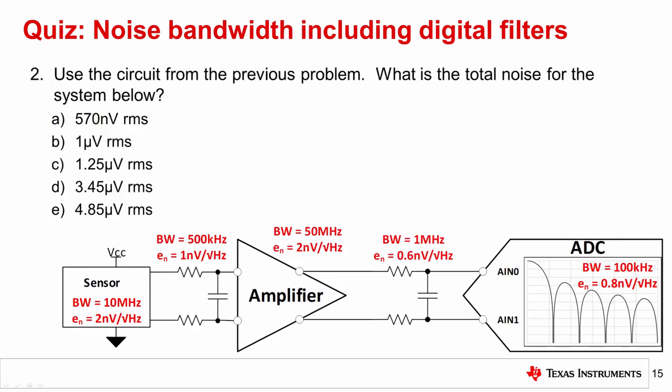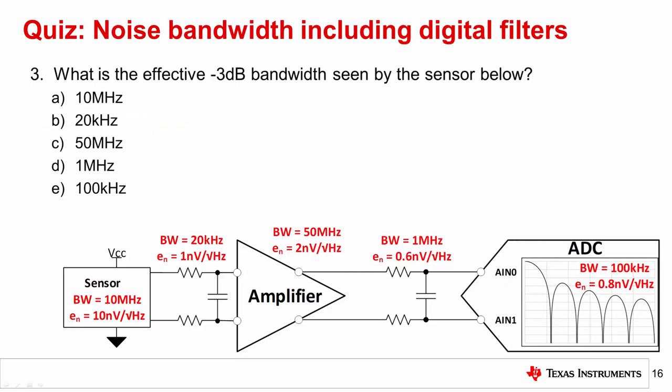Question 2. Use the circuit from the previous problem. What is the total noise for the system below? The correct answer is B, 1 microvolt. Since it was determined that the digital filter has the lowest bandwidth in the previous problem and is last in the signal chain, you can use the digital filter cutoff frequency as the noise bandwidth for all the preceding devices. To find the total noise, apply this 100 kHz bandwidth to each component in the signal chain and combine the resulting noise values using the root sum of squares method.